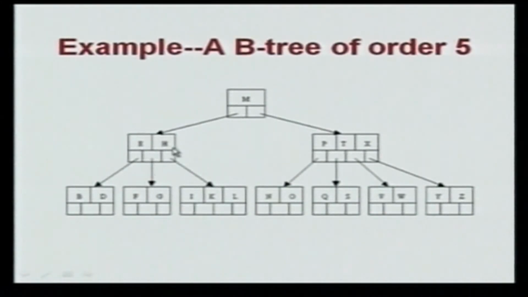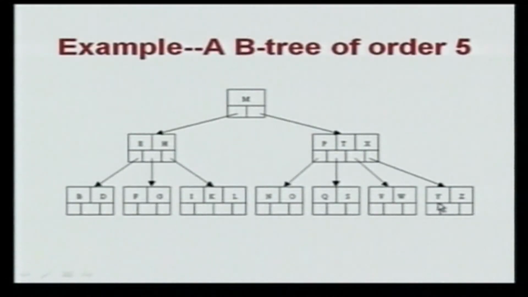Now let us take E and H. The subtree here will have children less than E, the subtree here will have children between E and H, and the subtree here will have children greater than H, but anyway we have a condition that it is less than M. On this side, this subtree will have children less than P, here you will have children between P and T, P, Q, S being less than T. Here you will have between T and X, V, W, and here you will have greater. Here it has 4 children, here it has 3 children.